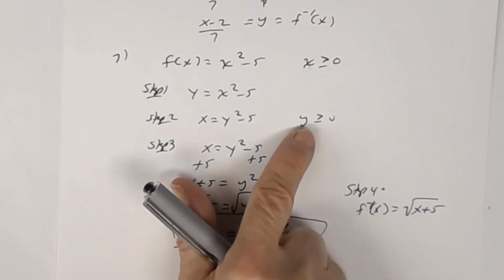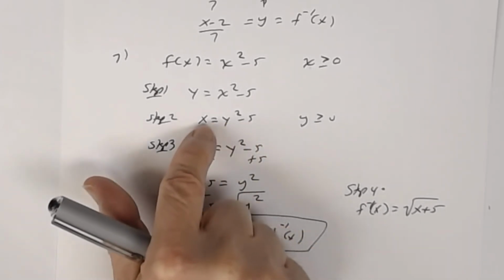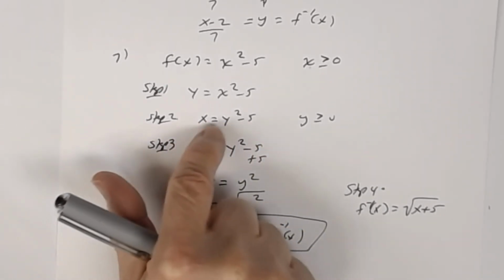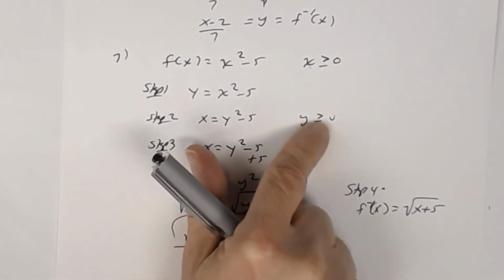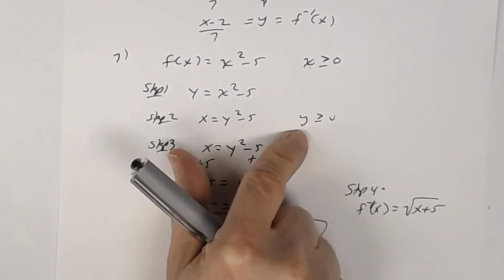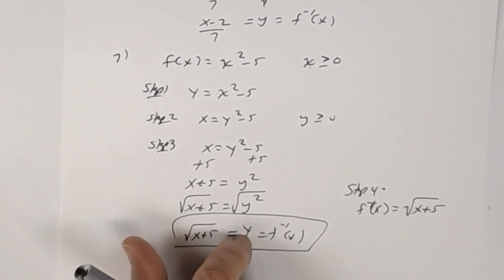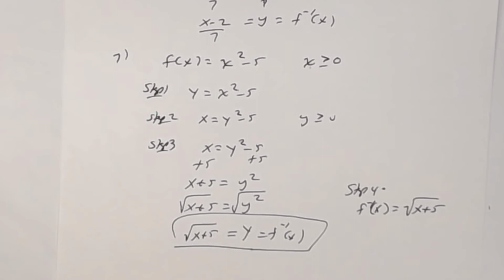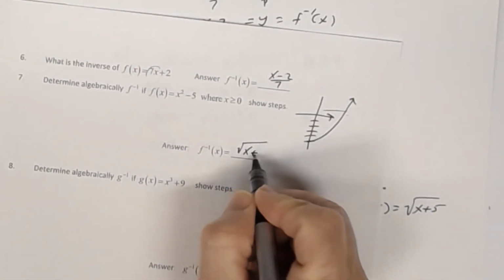You restrict the domain. So when you interchange the variables, this x became y, and remember y is the set of your range. So the set of y is your range, and so when you take the square root of both sides, you want y to be positive. So you take the positive square root only. Okay. So that's number 7. So number 7, the inverse is the square root of x plus 5.